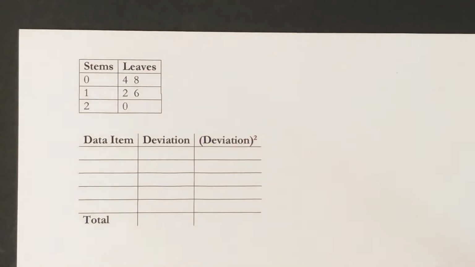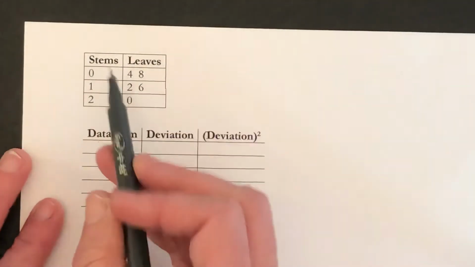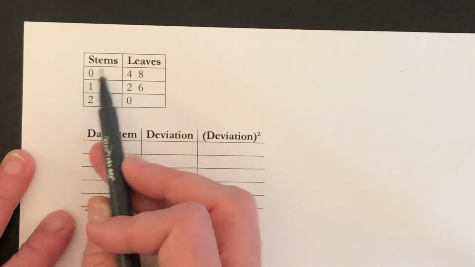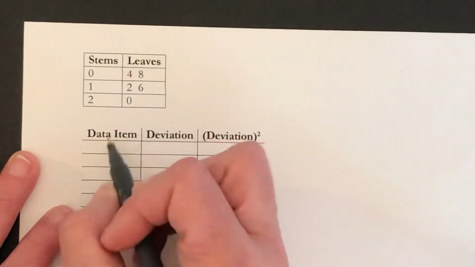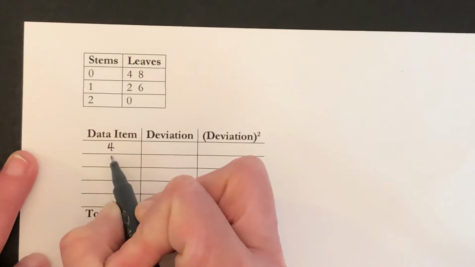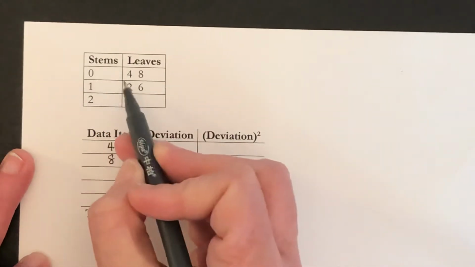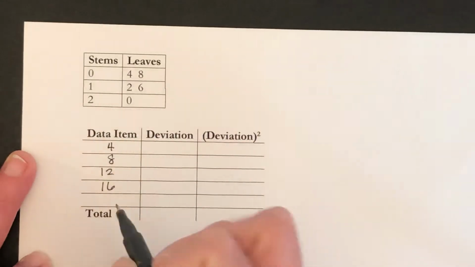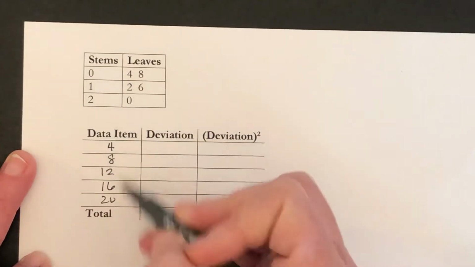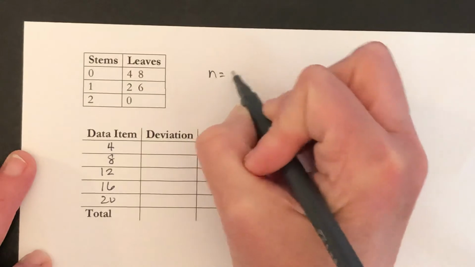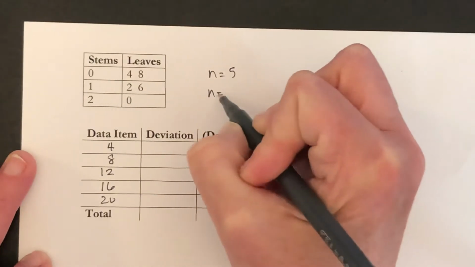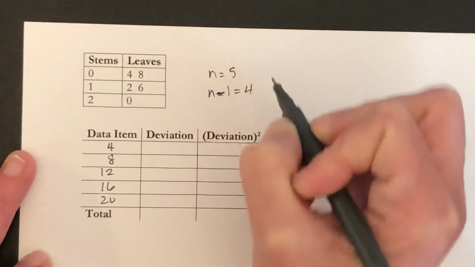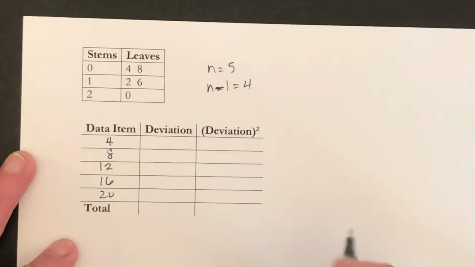All right, so let's do this from the stem and leaf plot. We want to list everything here. Now our stem is 0, so I could, if I wanted to, write 0, 4, but normally we would just write 4 and then 8, and then I have 12 and 16, and then 20. That's 5 data items. So I have n minus 1 is 4. So I'll be using that as well.